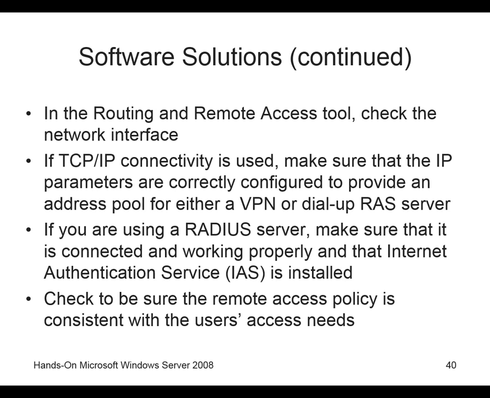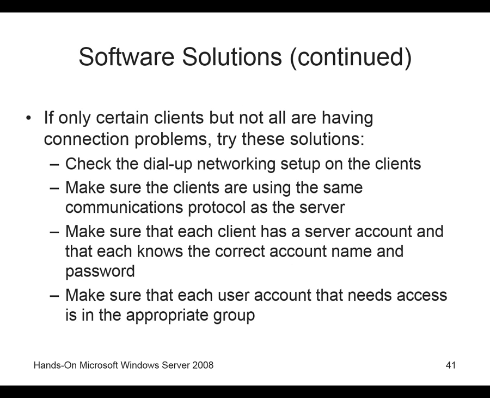In the RAS tool, you can check the network interface. Again, it's all software install. Take a look at your icon, make sure the icon shows connectivity. If you're using a RADIUS server for authentication, make sure that the IAS is running. If only certain clients are having connection problems, then it's usually a physical connection. If everyone has a problem, it's probably the server. It's a software issue. But if it's just like Cameron's calling up and everyone else in here connected, then it's probably a physical connection. Does that make sense?